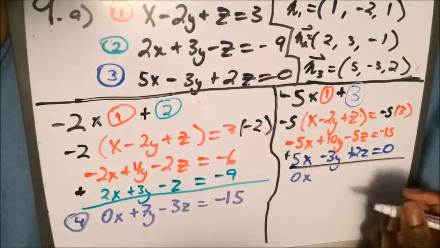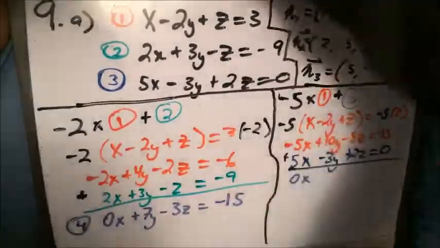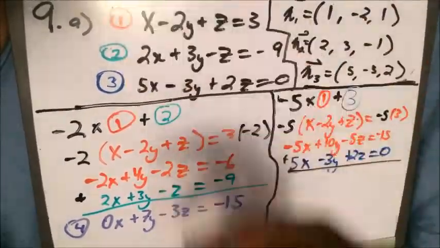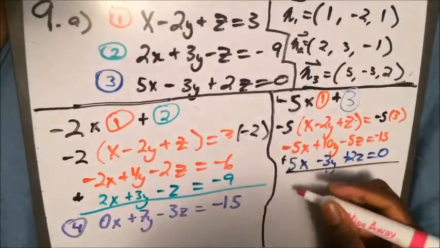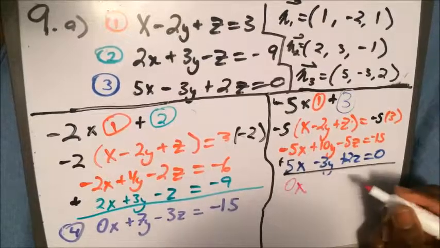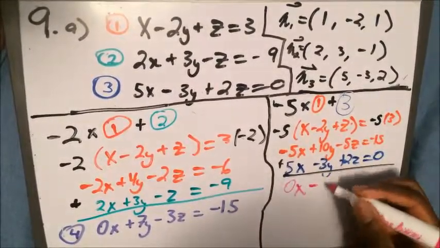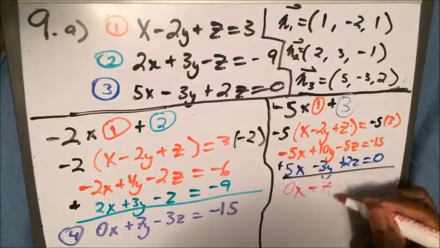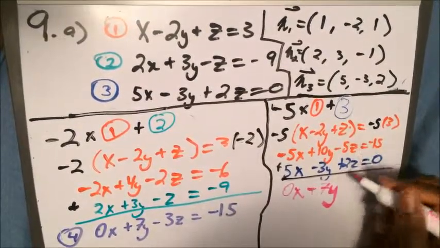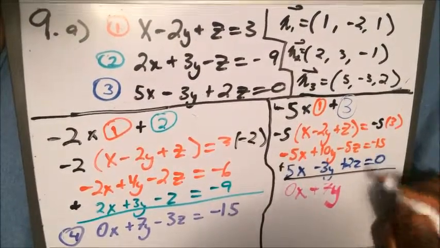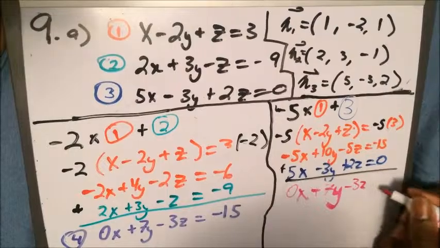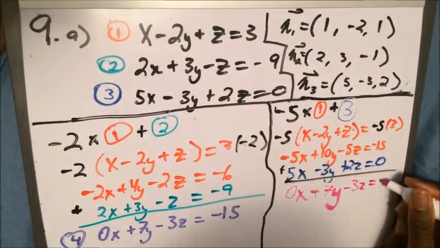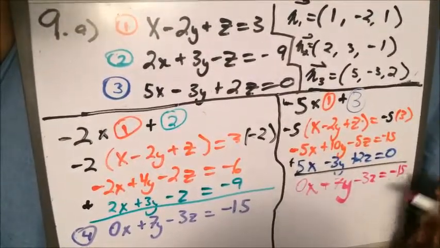I'll use a different color for this. That'll give us 0x plus 7y, negative 5 plus 2, negative 3z equals negative 15.